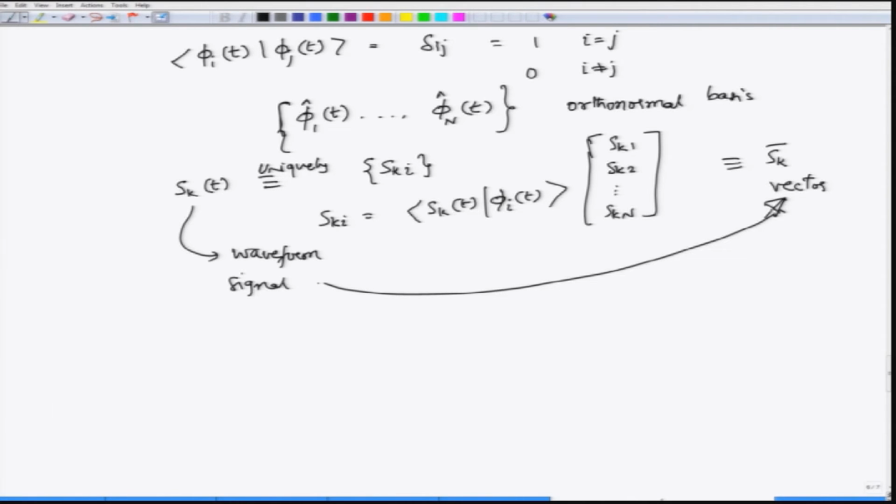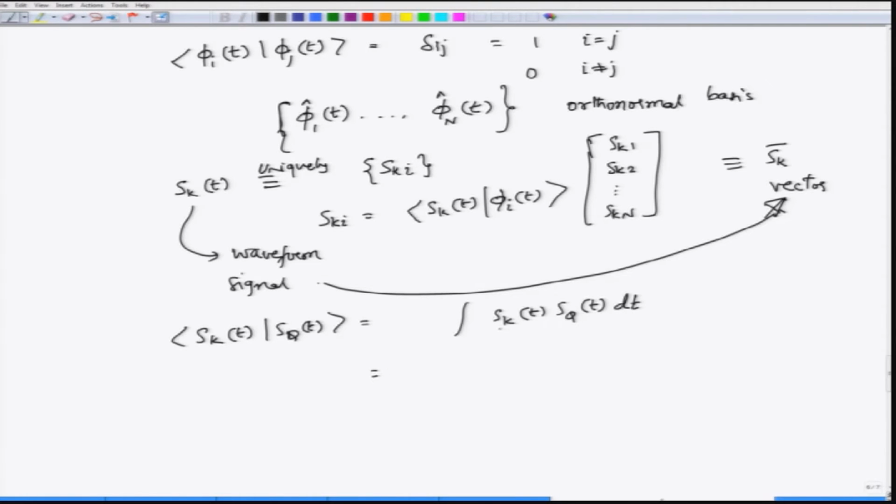Can I talk about the inner product of two vectors Sk of t and Sq of t? Yes, what would be this inner product? Go back to the definition. Assume that these are all reals. So this would be the integral of Sk of t, Sq of t, the complex conjugate will go away, multiplied by dt. This is the inner product definition over whatever duration these two signals have been specified.